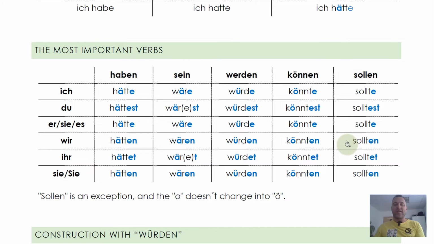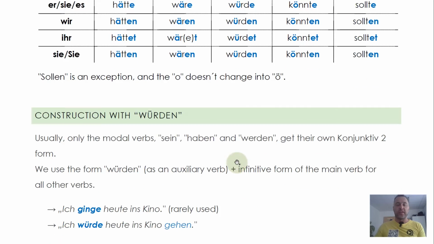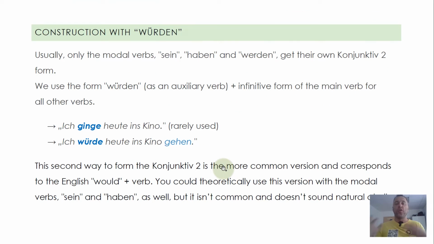So this is the hard way of using Konjunktiv 2, but there is also an easier version of this, which is used for pretty much all the other verbs. So everything that's not haben, sein, werden, and modal verbs use this nice version with würden. So here we use würden, that's just the equivalent of the would in English. And this is how it's done. Let's say, ich würde heute ins Kino gehen. So I would go to the cinema today.